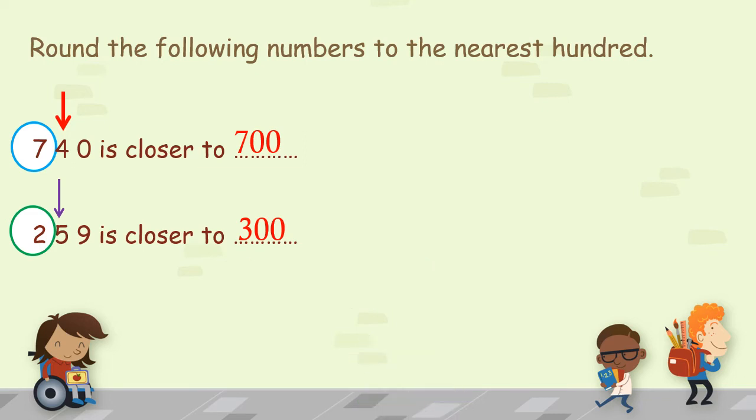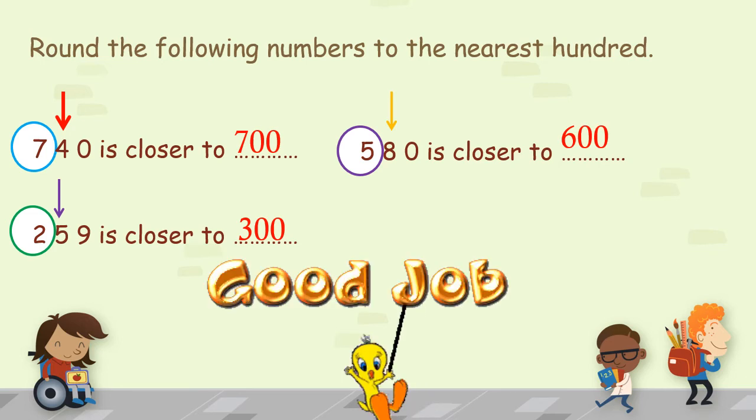Let's see another example. Now read the number 580. It's 580. So step number 1, a circle around the 100. Step number 2, look at your tens. Your tens is 8, so you're going to round up. Yes, excellent. So you're going to go to the next 100, which is 600. Good job. Excellent.